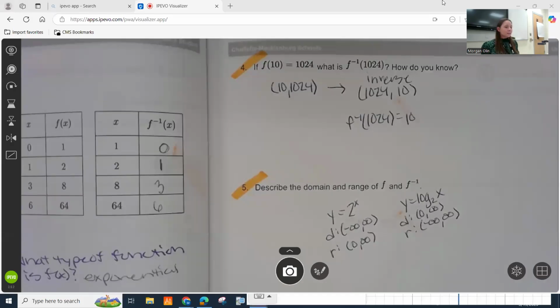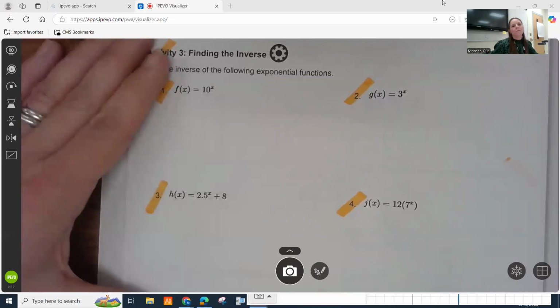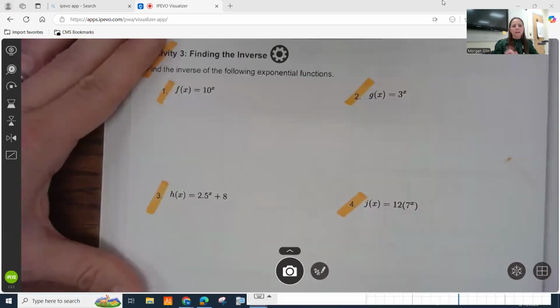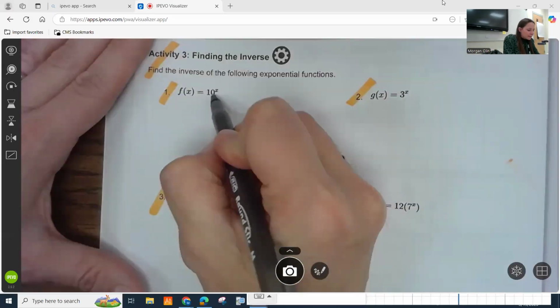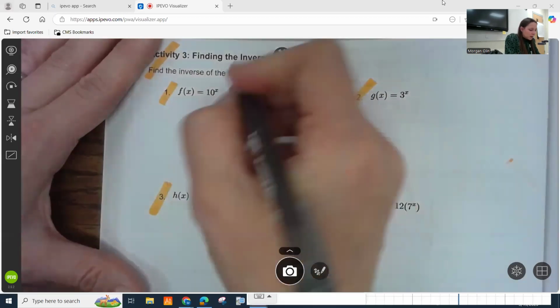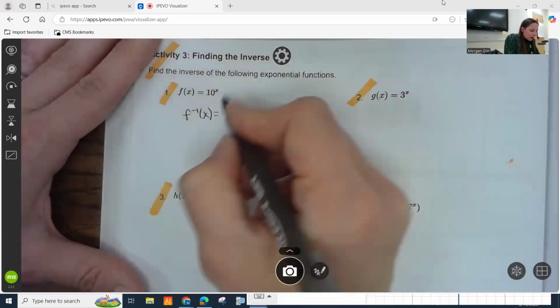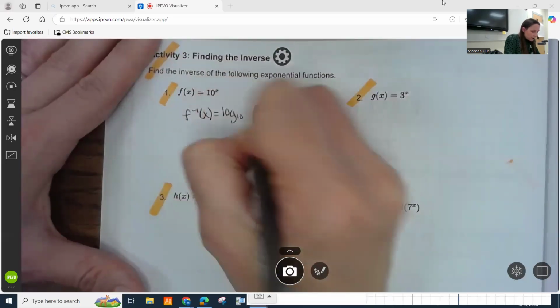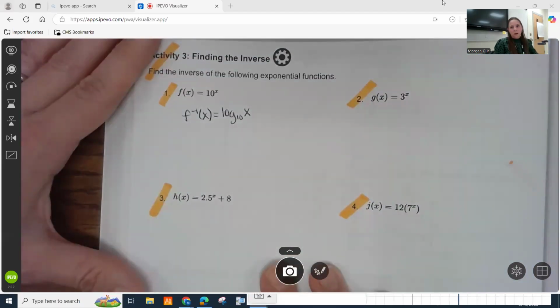All right, let's move on to page 112, and we're going to look at activity 3. Find the inverse of the following exponential functions. If we're finding the inverse, and this is some of the same stuff that we've done before, think about solving for x as well. Our base is 10. Well, this is an exponential function. So for the inverse of this, our base is going to become the base of the log, and then it's x, like that.